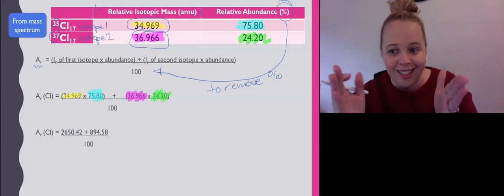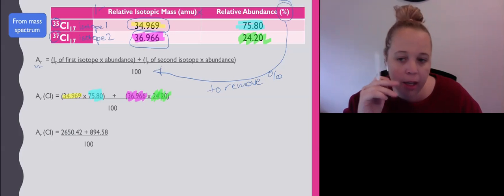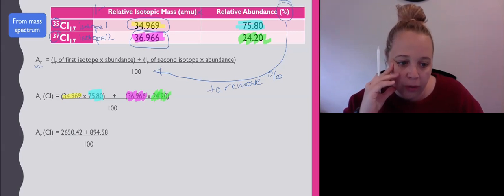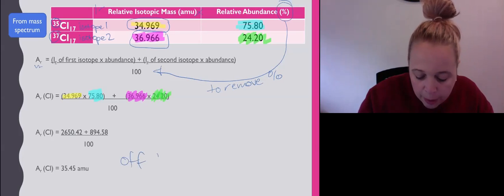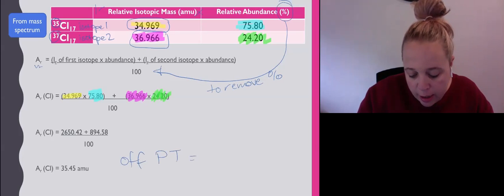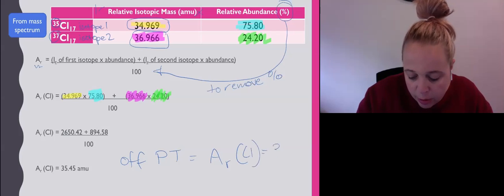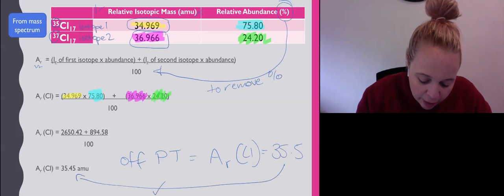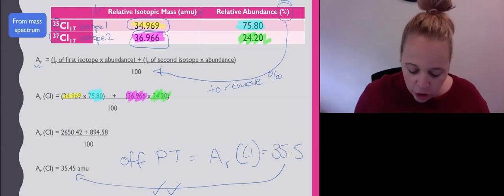So I always like to draw out all of my workings, so I like to have my next step in here. When you multiply out that first bracket, you get 2,650.42 plus 894.58 over 100. When you plug that in, you end up with 35.45. Now, off your periodic table, you'll see that the A_R of chlorine is about 35.5. So this is very close. So therefore we go, yeah, we're good. We can use our periodic table to check.